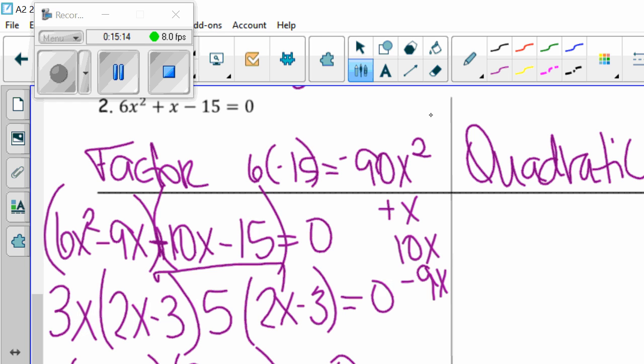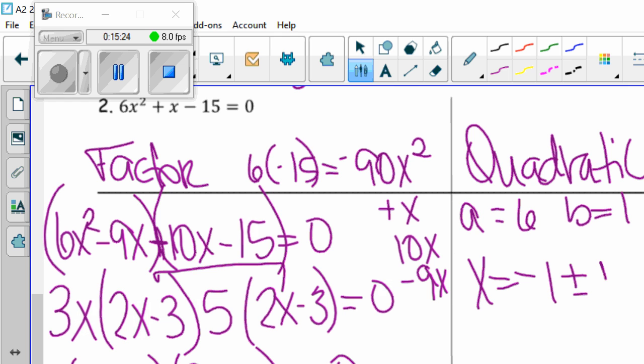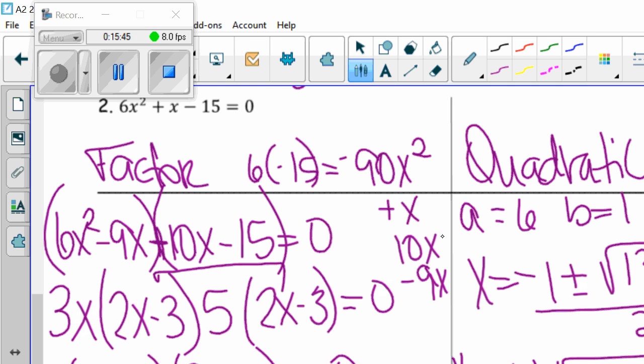So if I'm doing quadratic, I need to identify a, b, and c. A is 6, b is 1, c is -15. X equals -1 plus or minus the square root of 1 squared minus 4 times 6 times -15, everything divided by 2 times 6. Again, I'm going to work out everything underneath my radical. So 1 squared is 1. -4 times 6 is -24. -24 times -15 is positive 360. So when I add those together, I get 361.